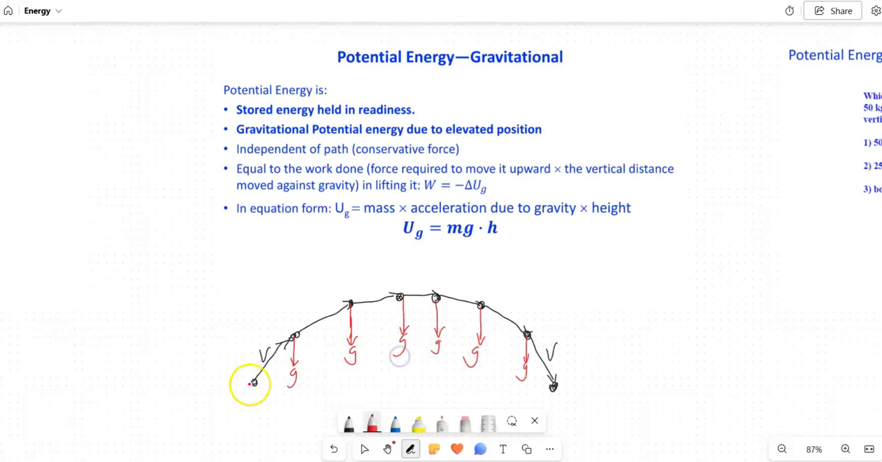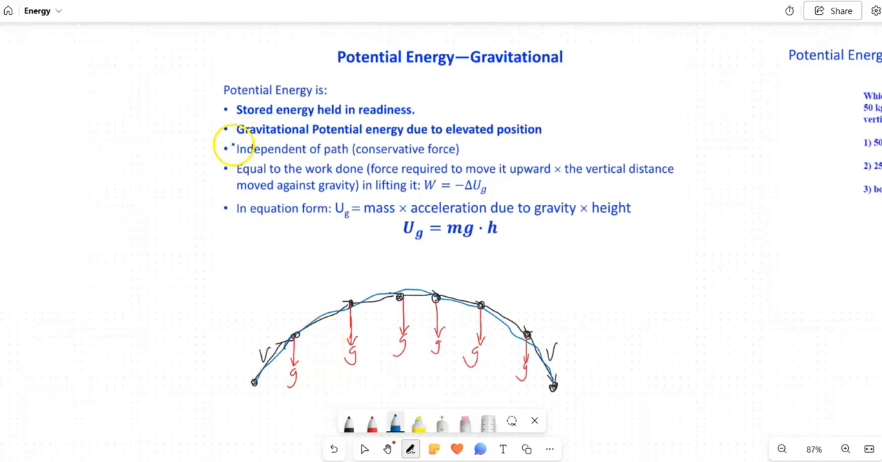Now, look at the path it takes. It is taking this path right across here. But that doesn't matter because that gravitational force is pulling down no matter which path it takes. If you threw it straight up, gravity would be still pulling it down. If it was falling down, gravity would be pulling it down. If it was moving to the right, moving to the left, moving up and to the right, moving down and to the right, up and to the left, down and to the left. No matter what, gravity is pulling down on it.